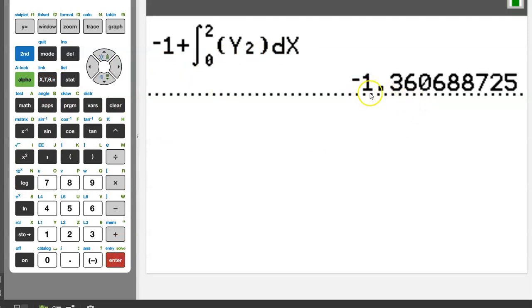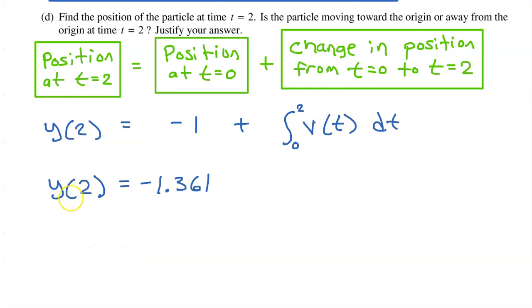So -1.361. I'm rounding up. You could put -1.360, and that would also get full credit on the AP exam. So we have now answered the first part of the question. Find the position of the particle at time t equals 2. Y at 2 is -1.361.